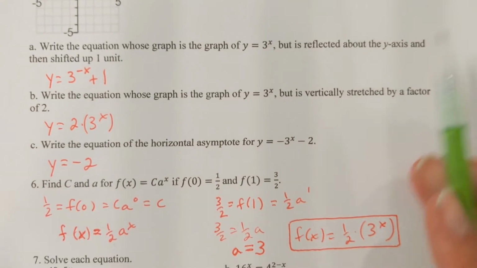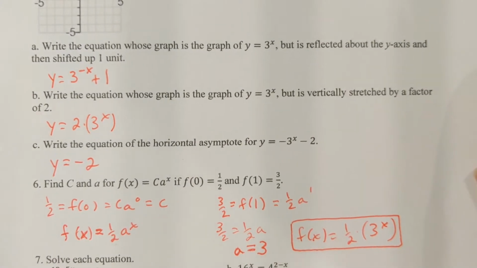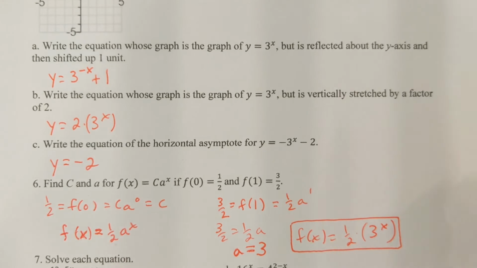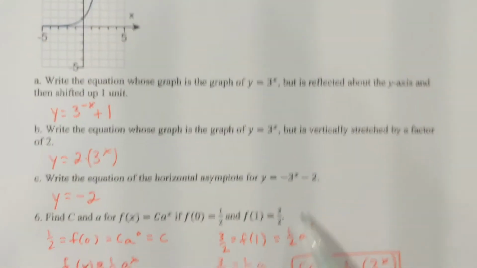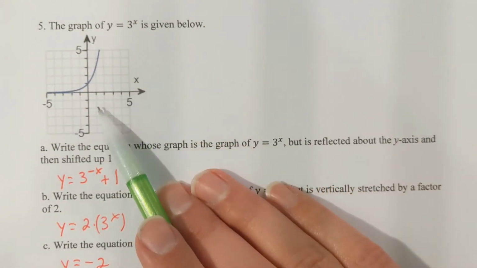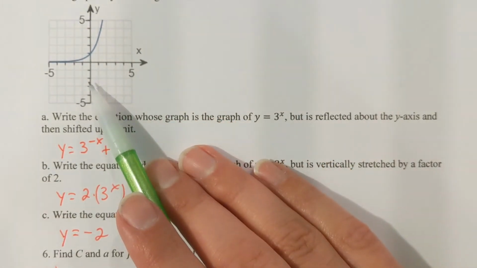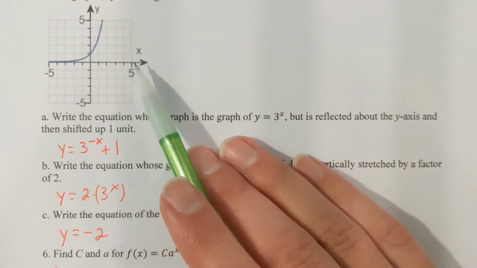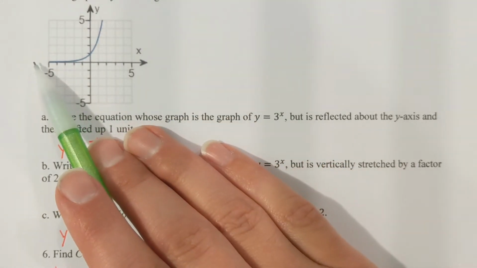Part C, write the equation of the horizontal asymptote for y equals negative 3 to the x minus 2. Okay, now here's y equals 3 to the x, our basic function. Okay, if I throw a negative in front of that, that means that I would flip this graph upside down to be reflected about the x-axis there, and then the minus 2 means that I would shift down 2 units. So all these points would be relocated, and that would include the asymptote, right?